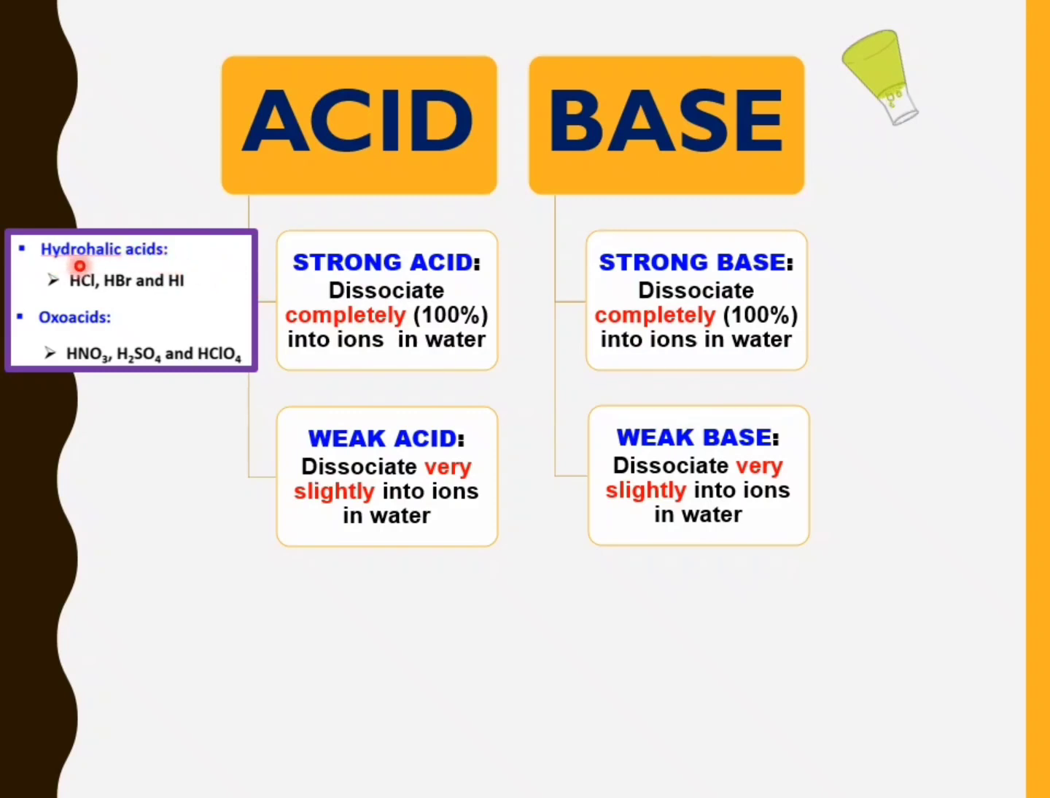First, we have hydrohalic acid. Okay, this is very familiar acid. Hydrochloric acid, hydrogen bromide, hydrogen iodide. Okay, oxo acid, this one also very familiar with you. Okay, nitric acid, sulfuric acid, hypochlorite acid. Okay, so this is example of strong acid. Nak kena hafal ke? Kalau hafal lebih baik, tapi tak hafal pun boleh. Ada cara dia. Macam mana? Nanti kita masuk calculation part.